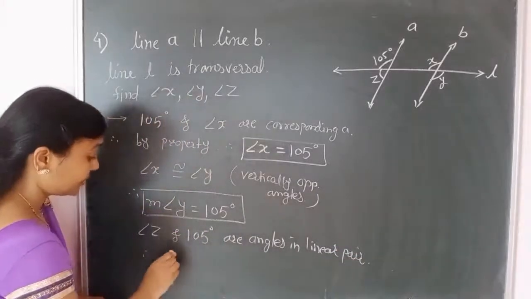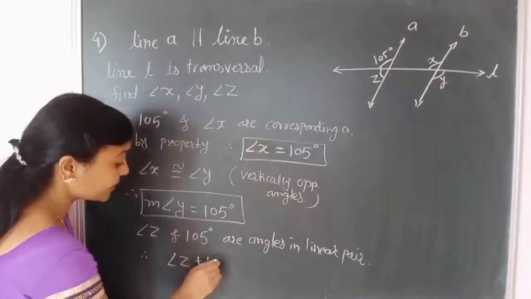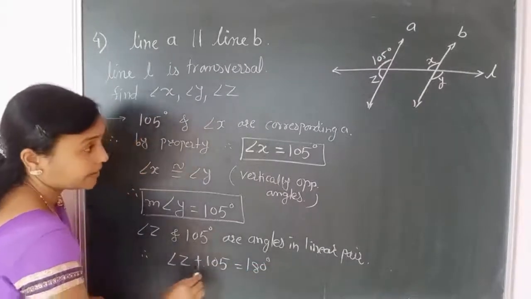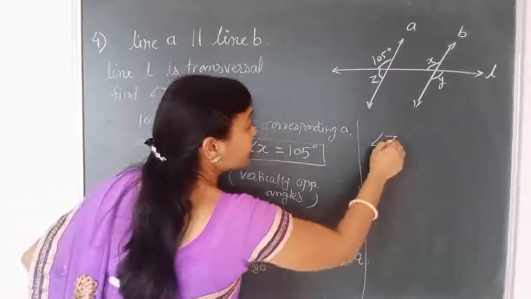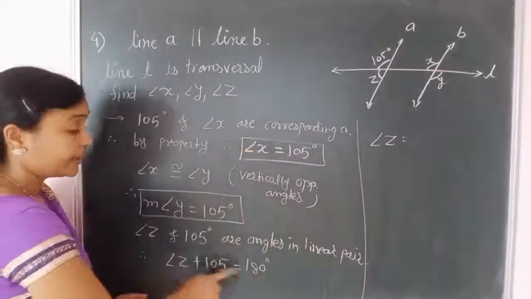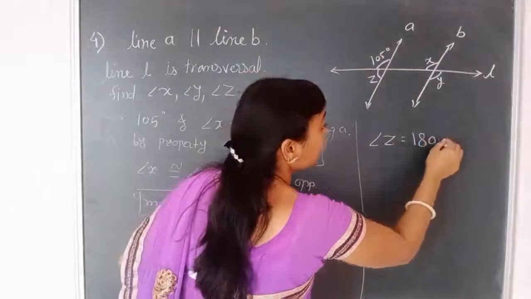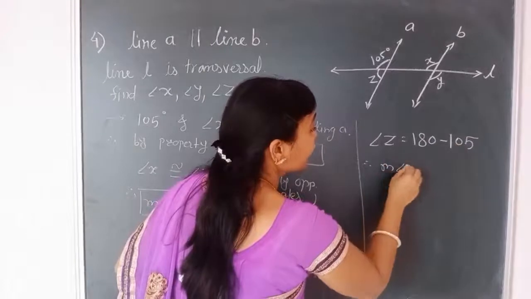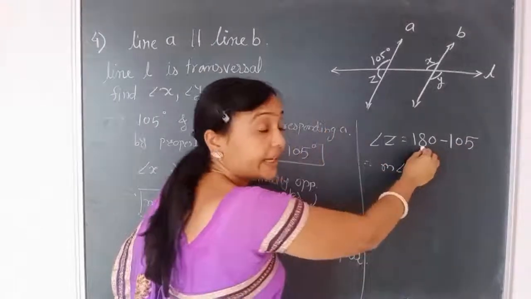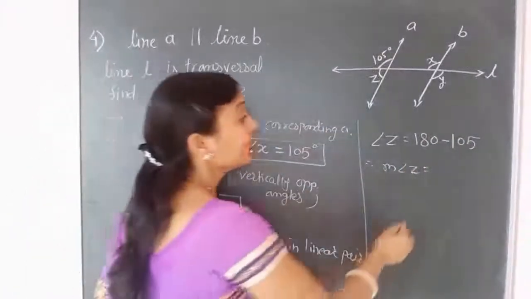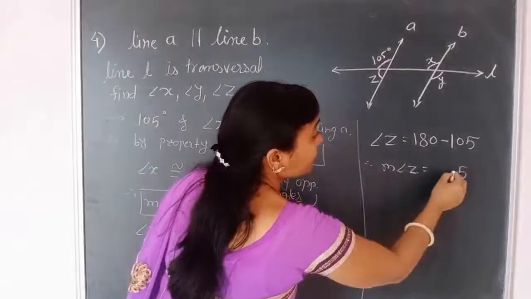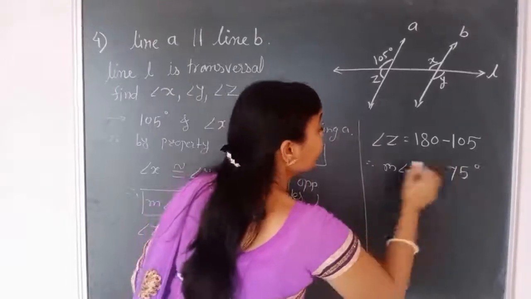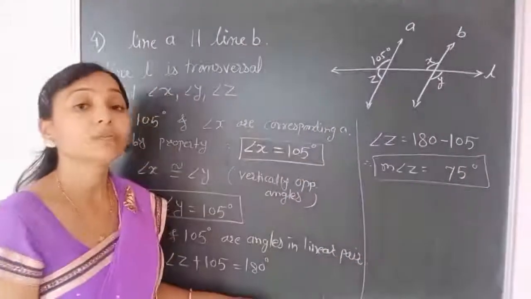So, angle Z plus 105 is equal to 180 degree. And therefore, we can write angle Z is equal to 180 minus 105. Therefore, measure of angle Z is equal to 180 minus 105, so 75 degrees. This is the measure of angle Z.